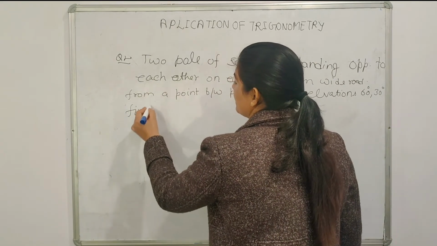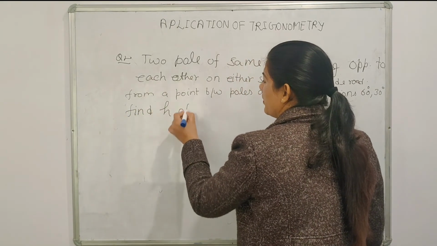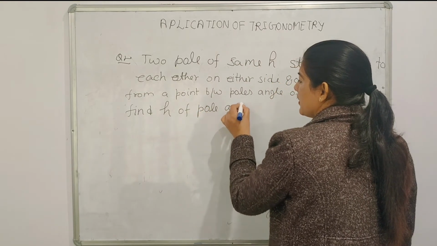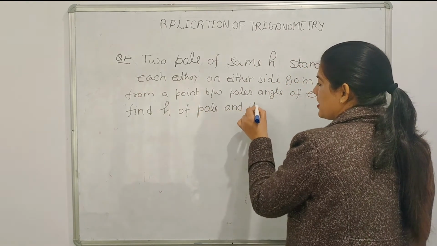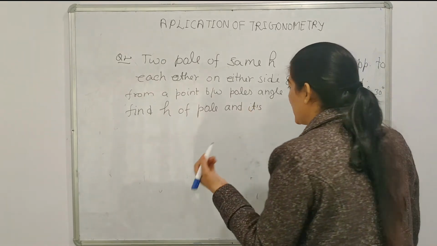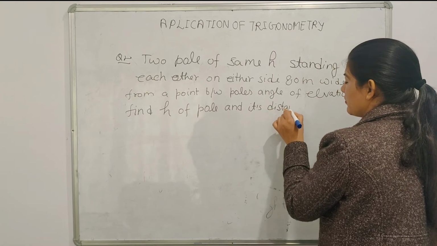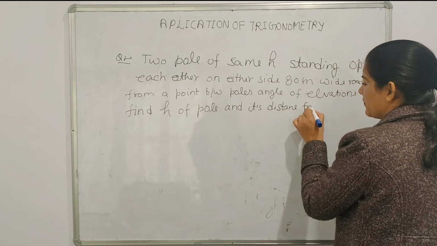Find the height of the pole and its distance. Whose distance? The point's distance from each pole.